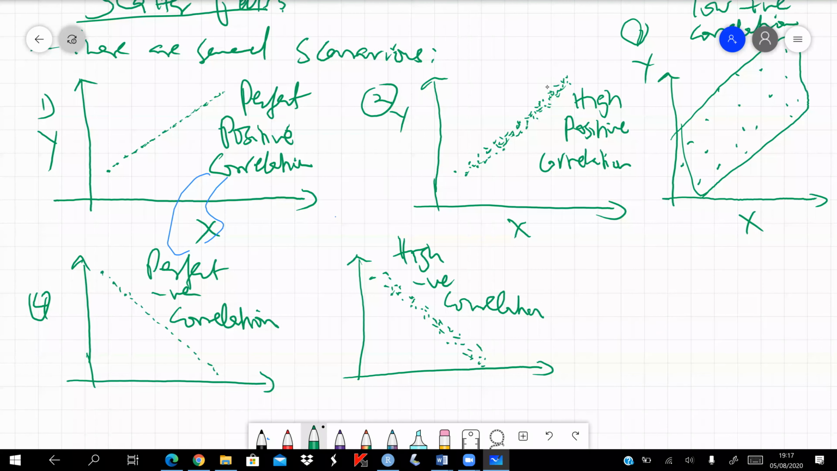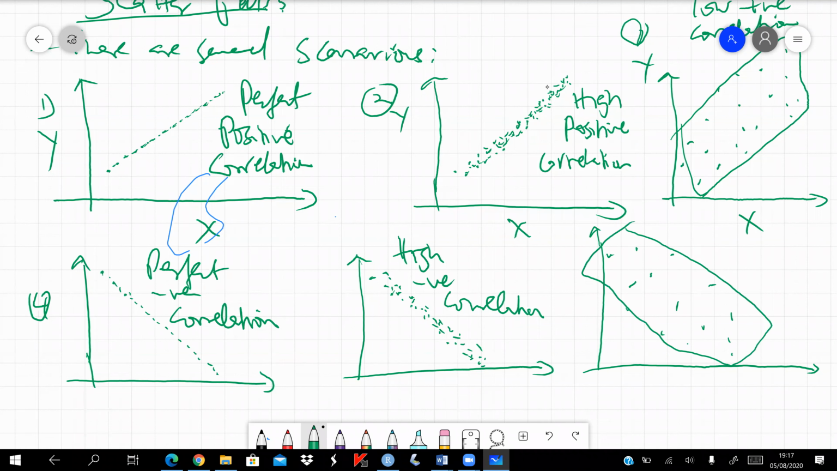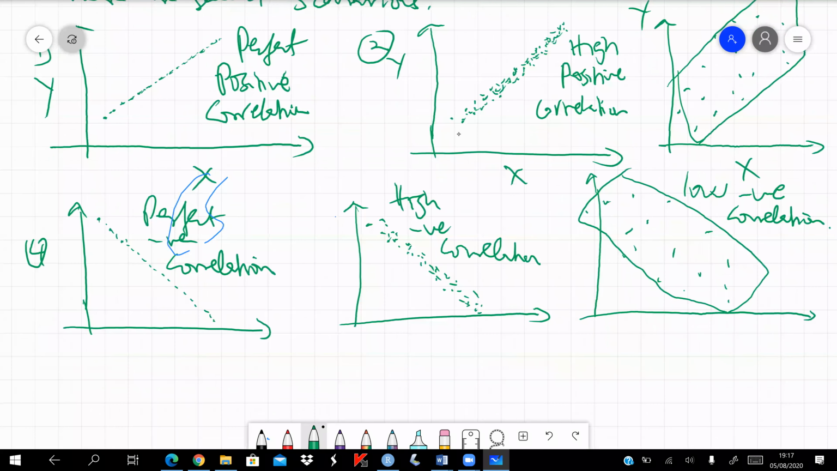You still can have this scenario. The points are more dispersed now, but there is evidence of negative slope. The points are dispersed, there is evidence of negative slope. So this is, you can call it low negative correlation. Then there is what my friend was asking there.